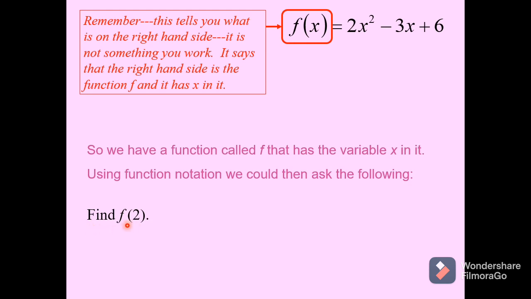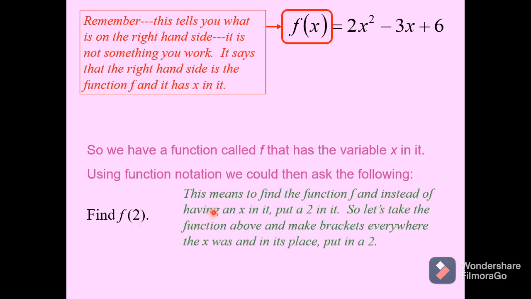Halimbawa, find f of 2 or function of 2. Then, that means you need to put 2 in all the x that we have in the equation. Okay? So, from f of x, it will become f of 2. From 2x squared, it will become 2 times 2 squared. From negative 3x, it will become negative 3 times 2. Then, just copy 6 since wala naman kasamang x is 6.